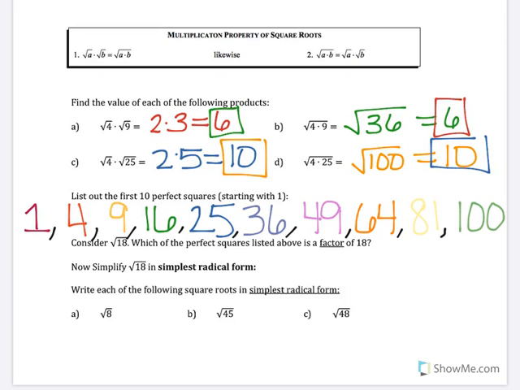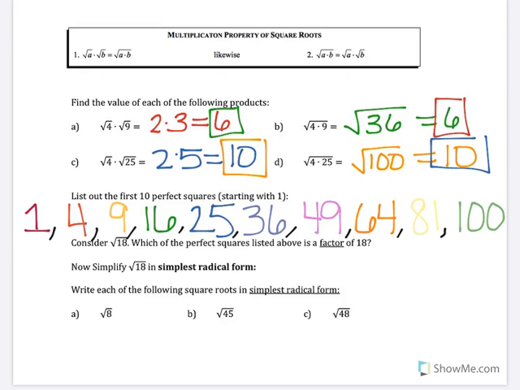And here are your perfect squares. Now, we consider the square root of 18. Which of the perfect squares listed above is a factor of 18? It's important that you remember that factor means two things that can multiply together to give you a desired result. So the question is, what are your factors of 18?